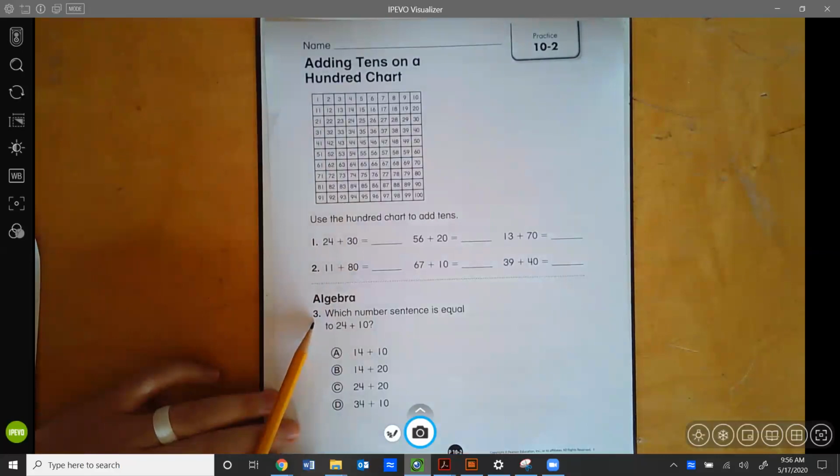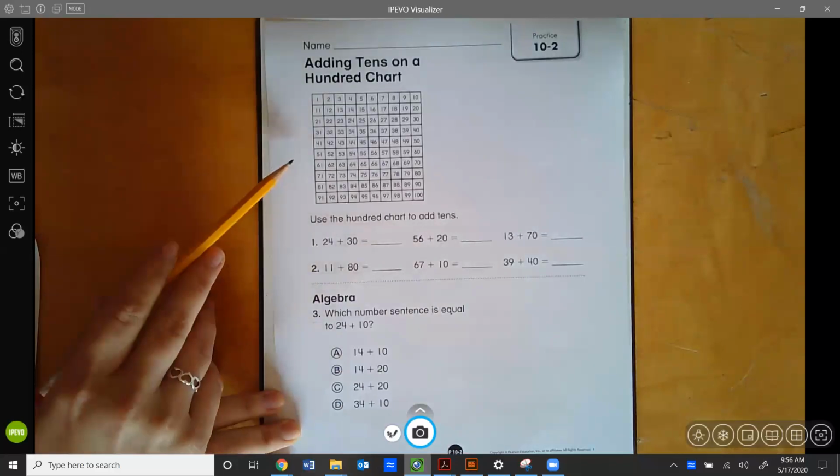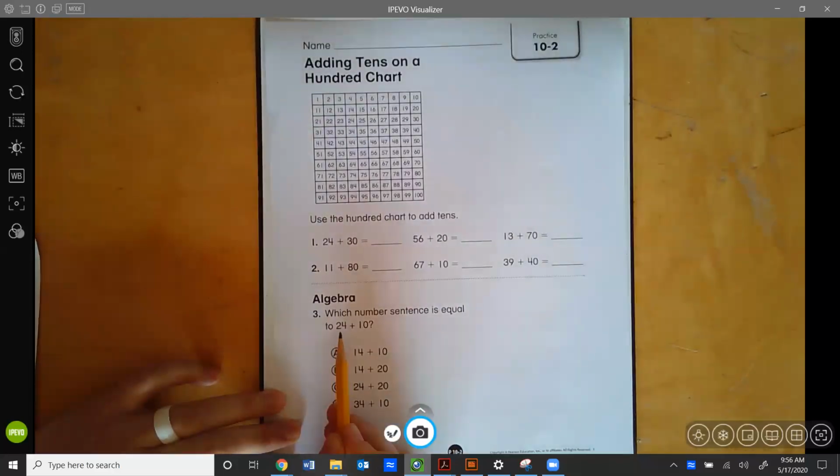Number 3, which number sentence is equal to 24 plus 10? So I would suggest finding these numbers on the hundreds chart and seeing if you can get the same answer, the same sum, excuse me, for 24 plus 10.